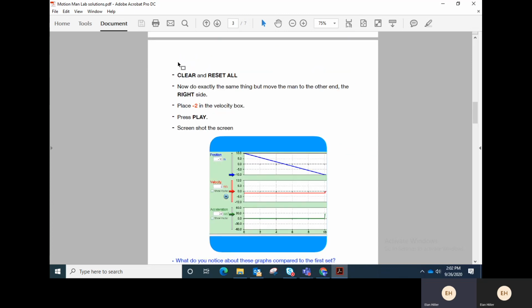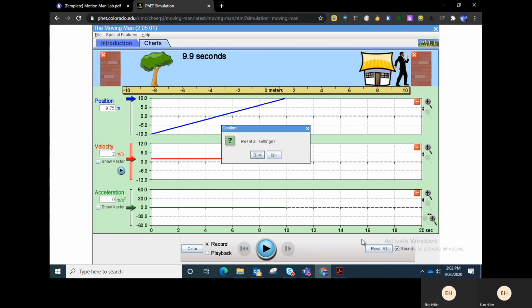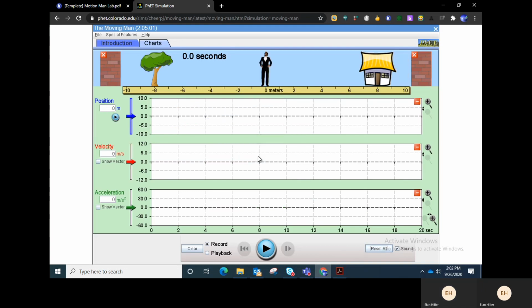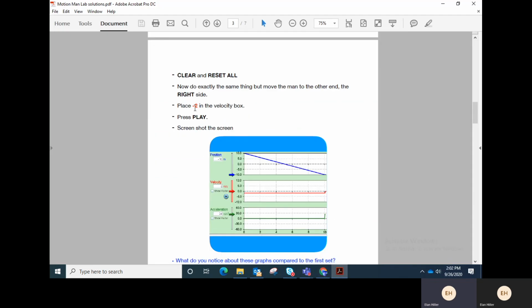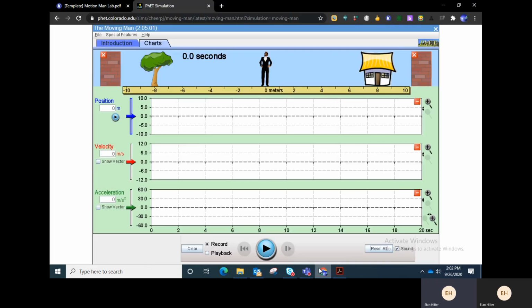In the next section, we're going to hit the clear and reset all. Okay, and if you really just hit reset all, it clears it anyway. Okay, and now the next thing we're going to do the same thing, but we're going to move the moving man all the way to the far right side, and we're going to put a -2 in the velocity box. So go ahead and move the blue arrow all the way up so that he's at the far positive side on the right side, and we're going to put a -2 inside this box right here.